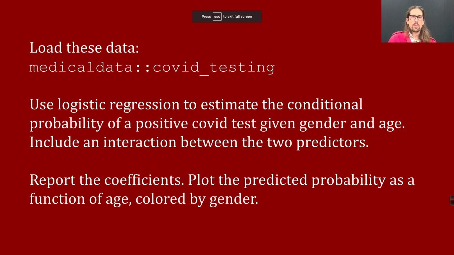So let's do a quick problem. Let's load this COVID testing data from the medical data package. And I'd like you to use logistic regression to estimate the conditional probability of a positive COVID test given gender and age, and include an interaction between the 2 predictors. And all I want you to do here is report the coefficients and then make a plot like we had before. I was just showing you, plot the predicted probability as a function of age, and then color those lines by gender.